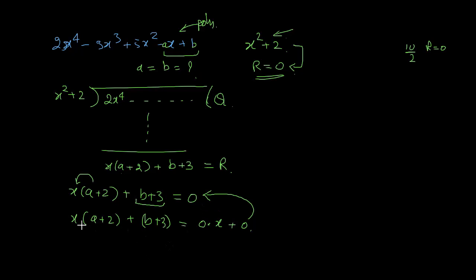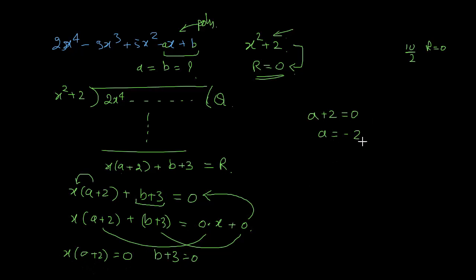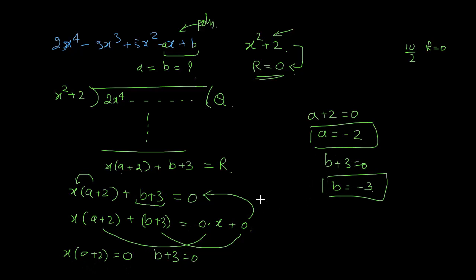Then I can compare this one to this one. So that means my (a plus 2) is equal to 0, and then b plus 3 is equal to 0. Since x times 0 gives 0, that means a plus 2 equals 0, or a equals minus 2, and b plus 3 equals 0, so b equals minus 3. So that will be the value of a and b.